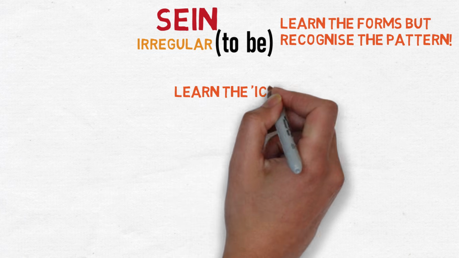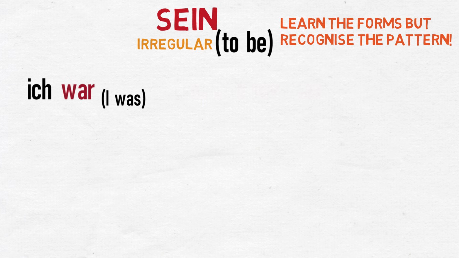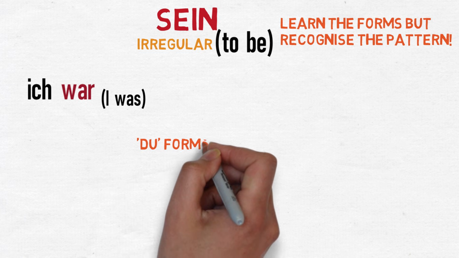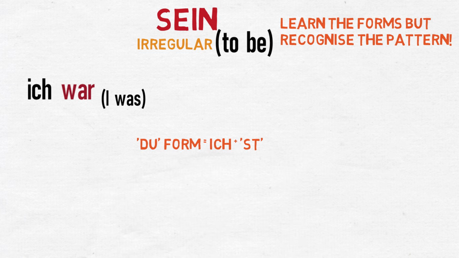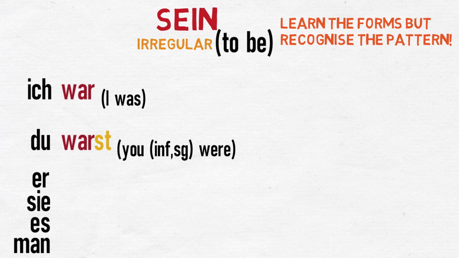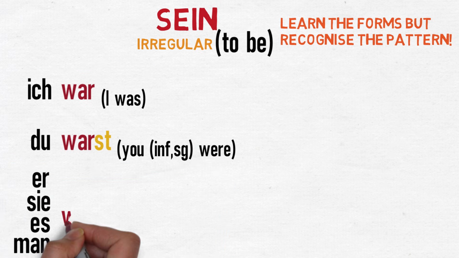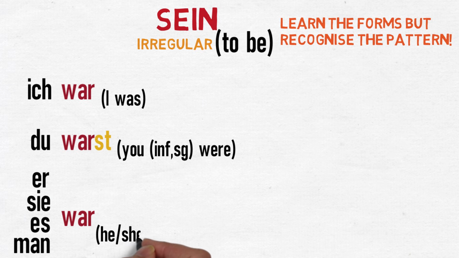The ich form is something we have to learn. For sein, it's ich war, I was. The du form is the ich form with an added st. For sein, it's therefore du warst, you were, in an informal singular sense. As mentioned during the explanation of haben in the imperfect, the third person singular er, sie, es and man forms of the verb are identical to the ich form. And so that's er war, he was, sie war, she was, es war, it was, and man war, one was.